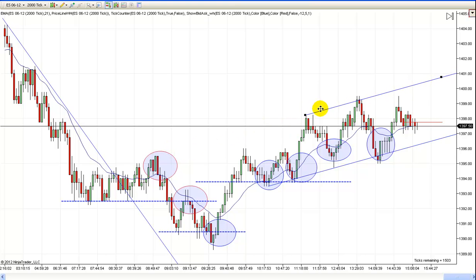So always play around with your lines and see what you can come up with, because what you're looking at might seem pretty obvious, but then all of a sudden you draw it another way, and then it's really kind of crystal clear.